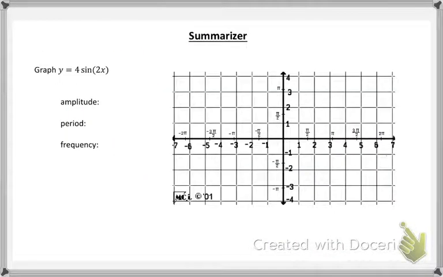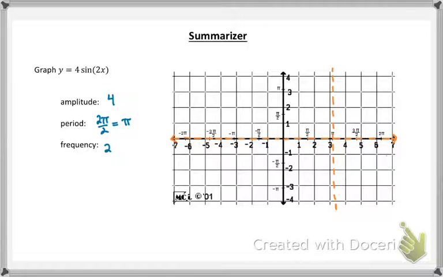All right, so here's a summarizer problem that combines everything that we've gone over in this section. Again, I want you to pause. I want you to try to sketch the graph, identify the amplitude, the period, and the frequency. Identifying the 3 pieces of information from the equation should be pretty easy. Graphing might be a little bit tricky, right?